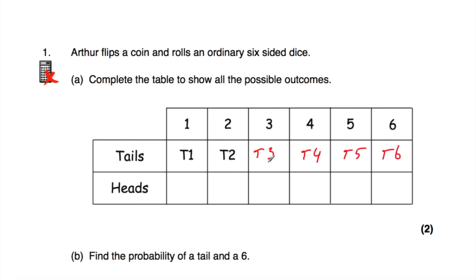So we've now completed all the outcomes with a tail. Now let's have a look at the heads. He could get a head on the coin and a 1, so that'll be a head and a 1, a head and a 2, a head and a 3, a head and a 4, a head and a 5, and a head and a 6. And they're the 12 possible outcomes.